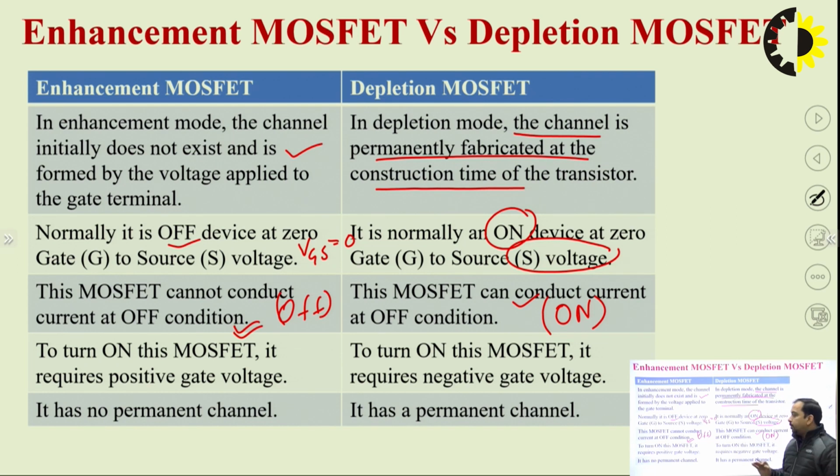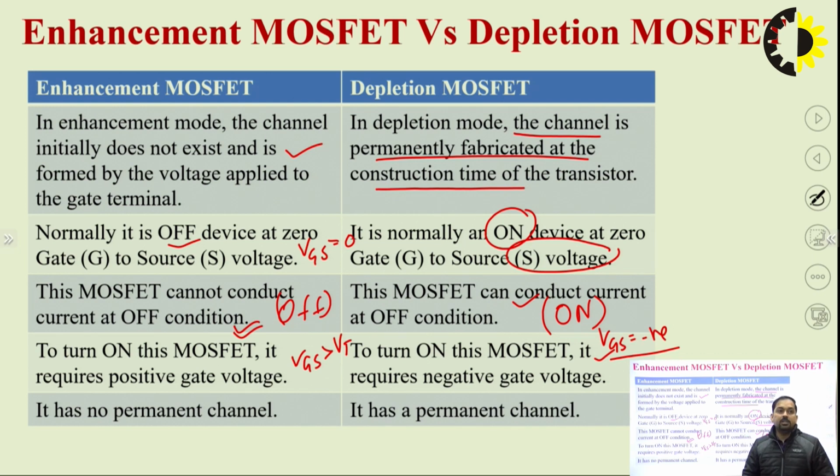Also, for enhancement type of MOSFET, we need some minimum value of gate to source voltage, which was termed as VT. VGS is greater than VT to turn on this particular device. For the depletion type MOSFET, as the name suggests, the channel was depleted. That means the gate to source voltage has to be some negative value. So VGS is negative, that means the channel will become depleted, the channel will become narrow.